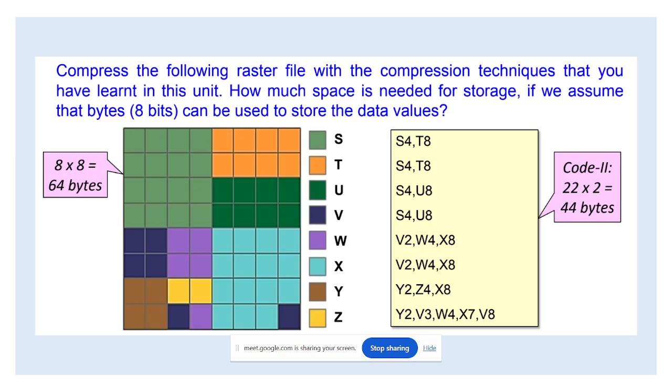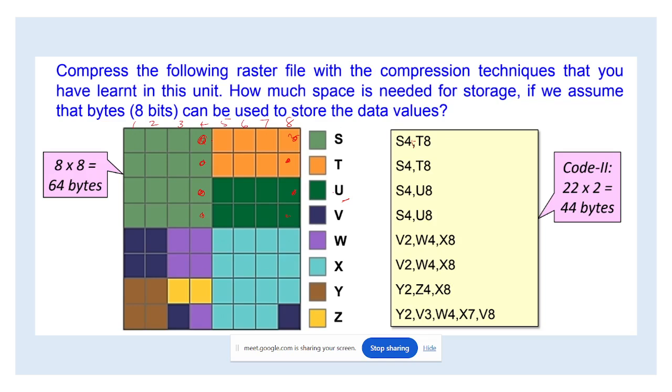Then again, they have written it like this. In the first set, S is 4, and that end position we have marked. So the end position is 4, and here the end position of T is 8. I'll just number it 1, 2, 3, 4, 5, 6, 7, 8. So S is 4 and T is 8. Again in the second row it is 4 and 8. This is 4, 8, but the color has changed. It's U. Again 4 and 8, S and U.